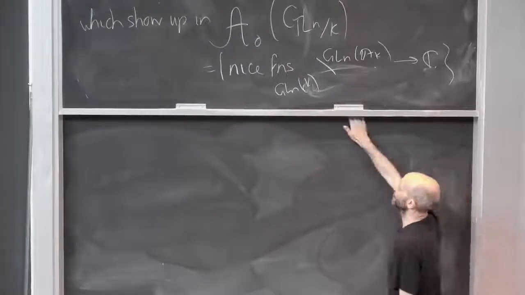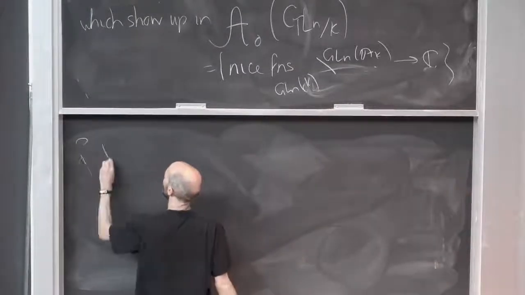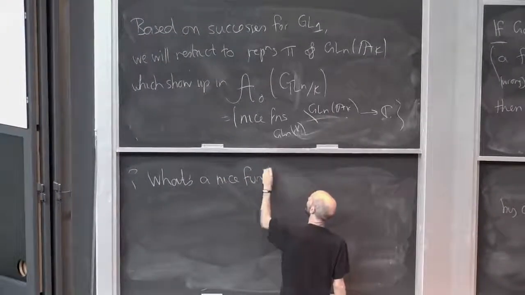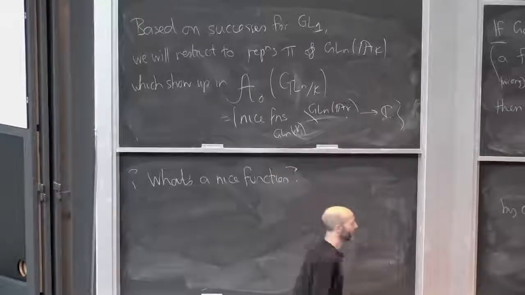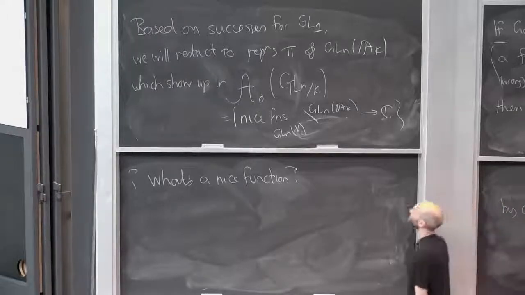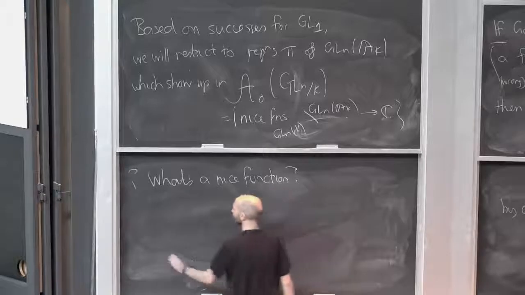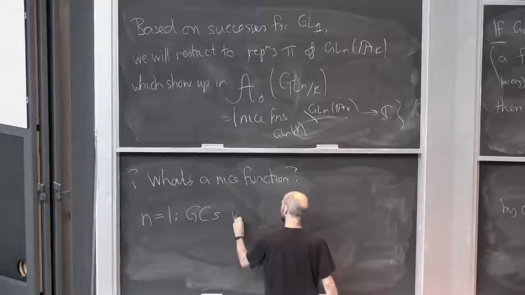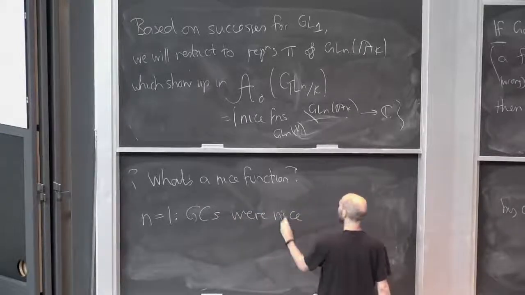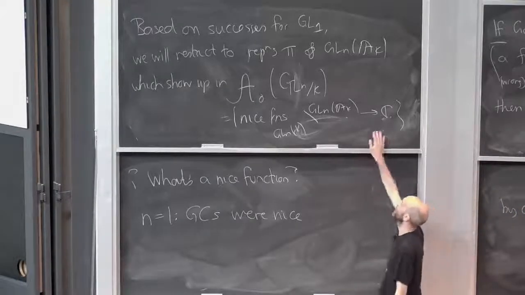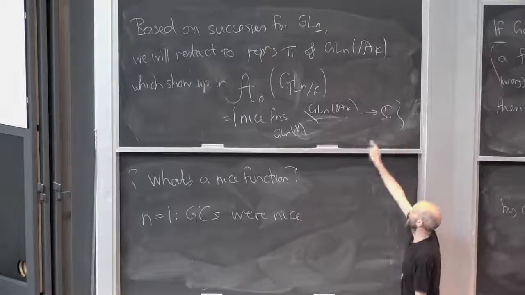So what's a nice function? Well, let's try and make some guesses. What do we know? For n equals 1, what was nice? Grössencharacters were nice. We want Grössencharacters to be in there, in fact, because if a Grössencharacter is in there, then GLN of the Adeles of K will act on that space.